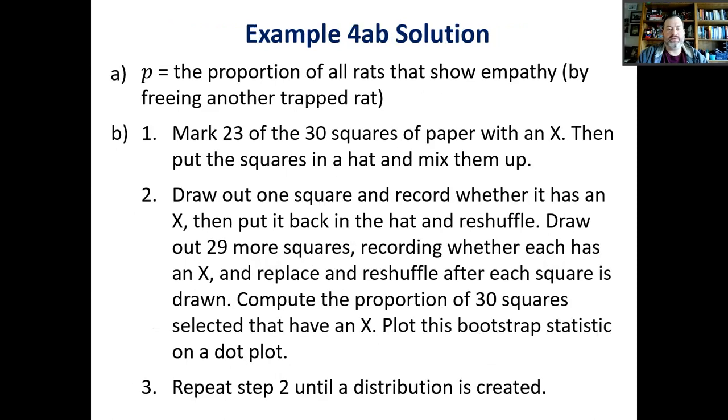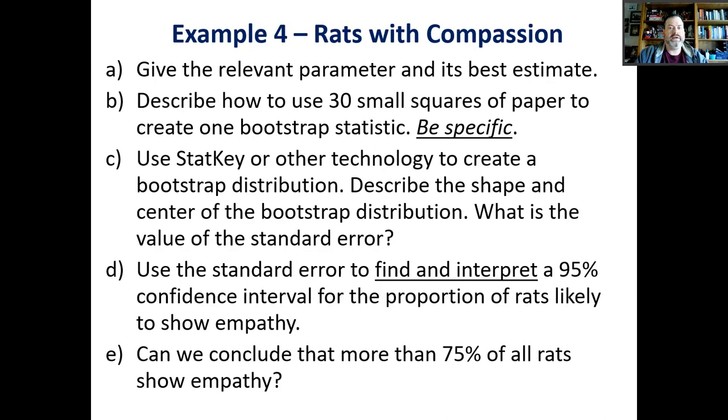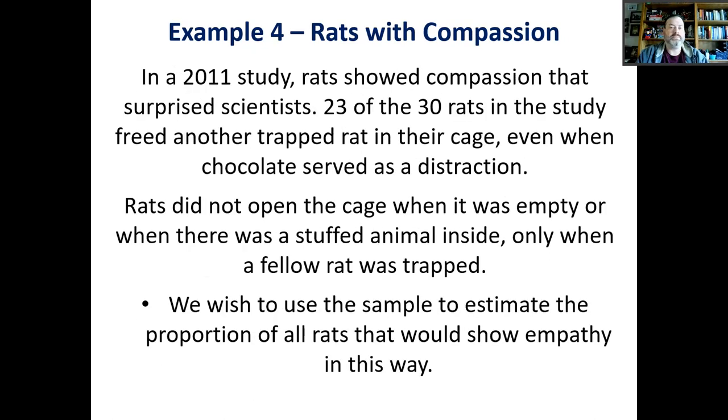We already did the first one, right? p is the proportion of all rats that show empathy. So we already talked about that, and the best estimate is p hat, which is 23 out of 30. So for part B, let's describe how to use 30 small squares of paper to create one Bootstrap statistic. So I'm actually going to back up into the problem itself.